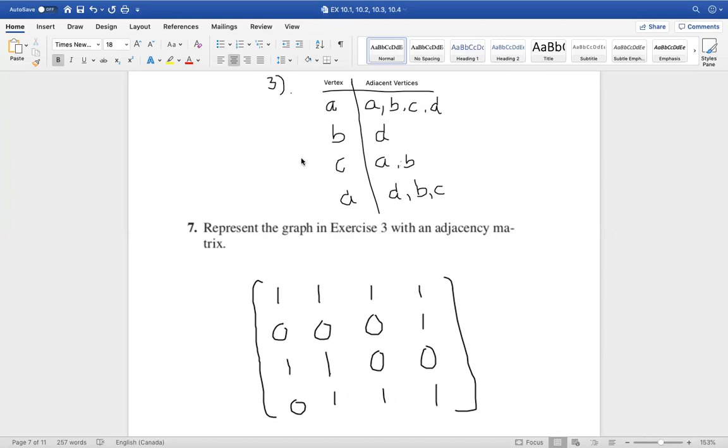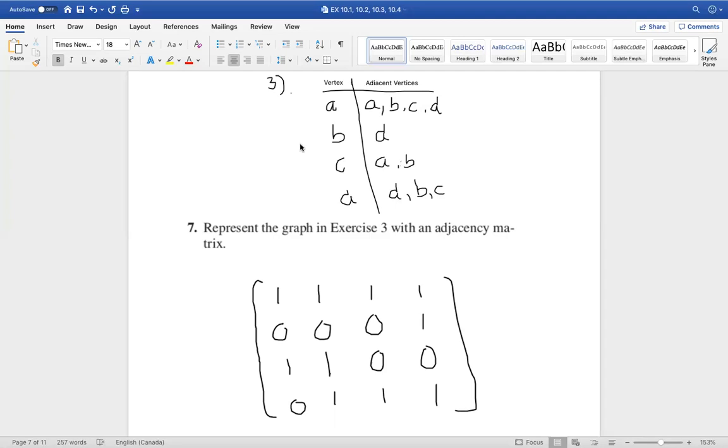So the question is, are the rows the vertex and the columns the adjacent vertices? I'm not sure if I understood the question correctly.